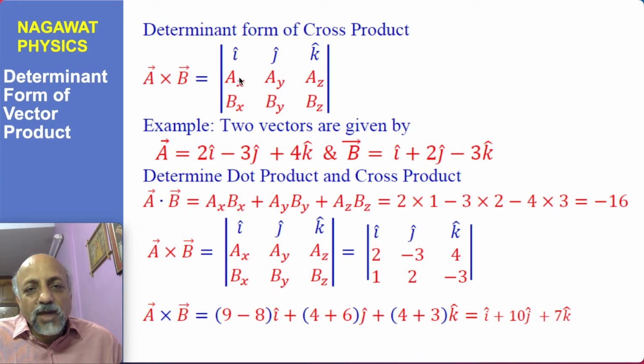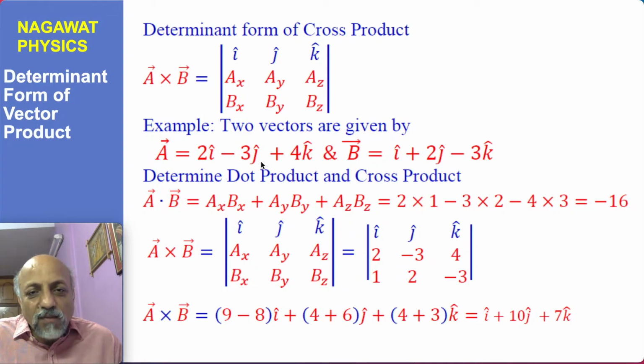So from here you get i cap (Ay Bz minus Az By). For j cap you have to consider this here on the other side. So for j cap similarly you have (Az Bx minus Ax Bz). For k cap you have (Ax By minus Ay Bx). So in this manner you can obtain it by using the determinant also. I have shown it by giving an example.